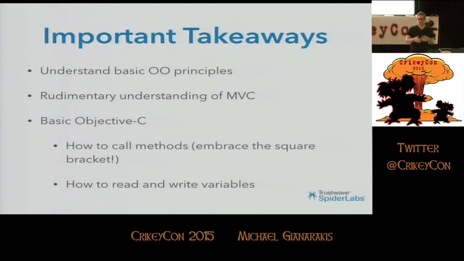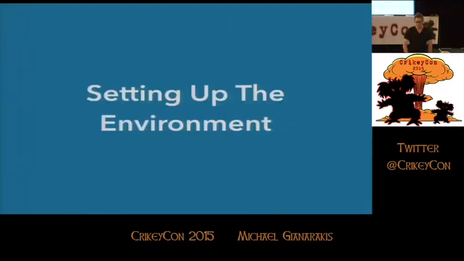Important takeaways. Like the absolute basics, if you can just understand basic OO principles, things like inheritance, the difference between a class method and an instance method, then you can do some pretty cool stuff. A rudimentary understanding of MVC, and by rudimentary I mean super simple: model, data; view, presentation; controller, logic. That's super simplified, but that's all you need to know. And super basic Objective-C: how to call methods, embrace the square brackets, don't be afraid of them, and how to read and write variables. You don't need to know that much to be a bit dangerous.